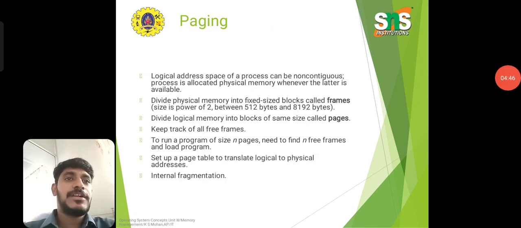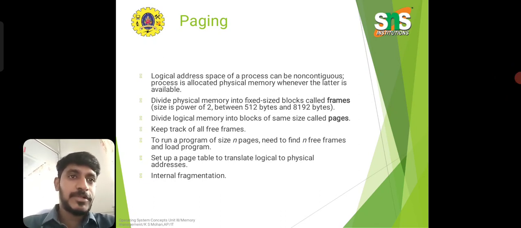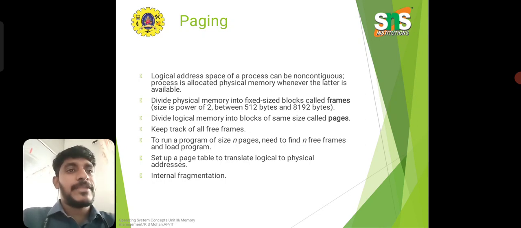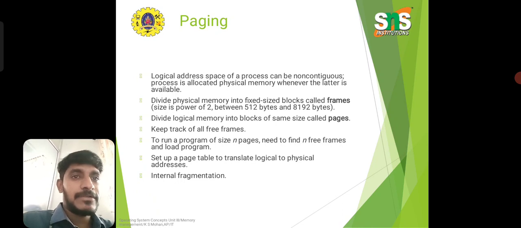The next topic is paging. The logical address space of a process can be non-contiguous; a process is allocated physical memory whenever the latter is available. Here we divide physical memory into fixed-size blocks called frames. The size is a power of 2, between 512 bytes and 8192 bytes.